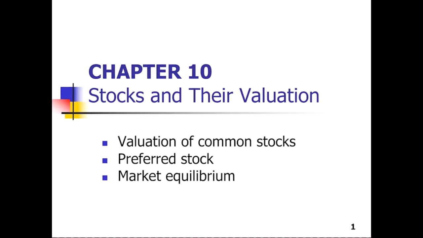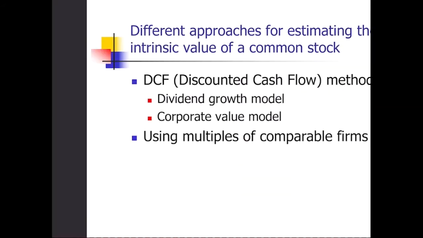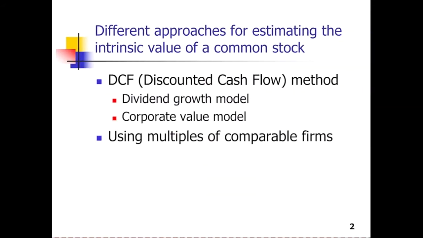In this chapter, we are going to learn the value of stock. There are two types of stock, common stock and preferred stock. In the rest of the part, we will learn market equilibrium. There are three ways to value stock. The first method is the dividend growth model, and the second is the corporate value model. We call these two discounted cash flow methods. And the last one is the matching method. It means using multiples of comparable firms.